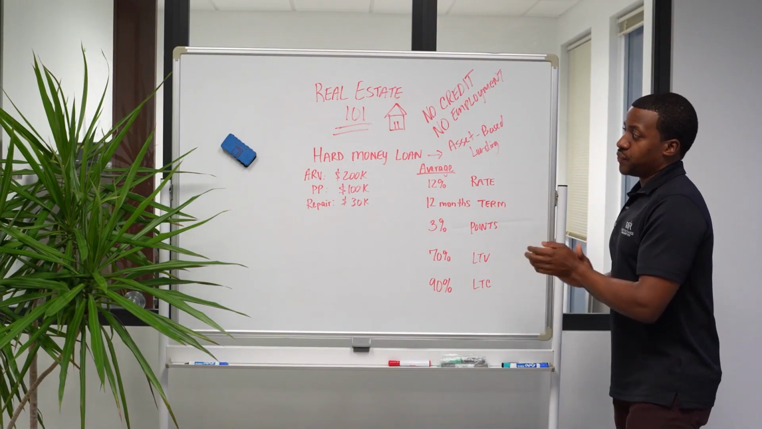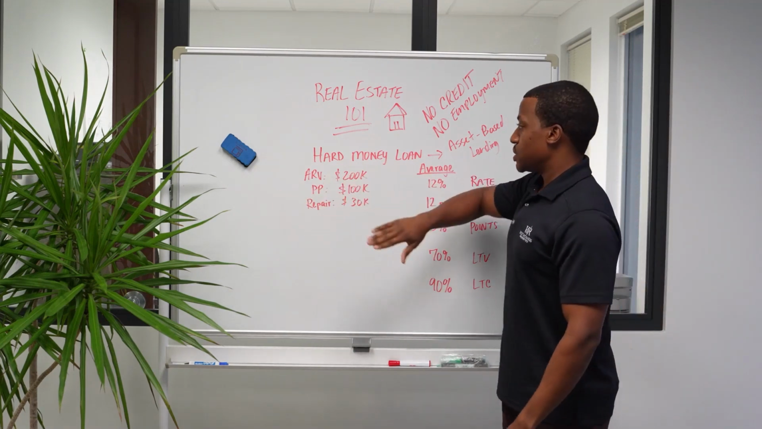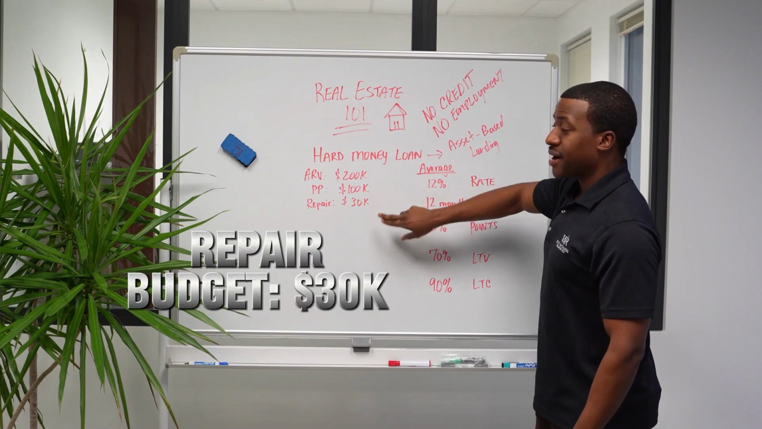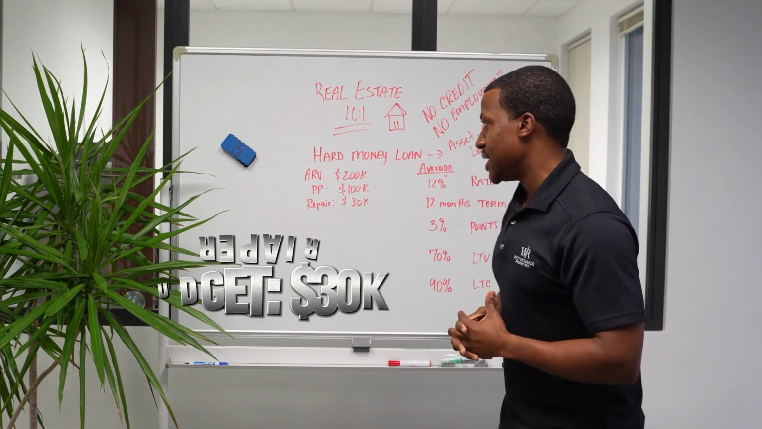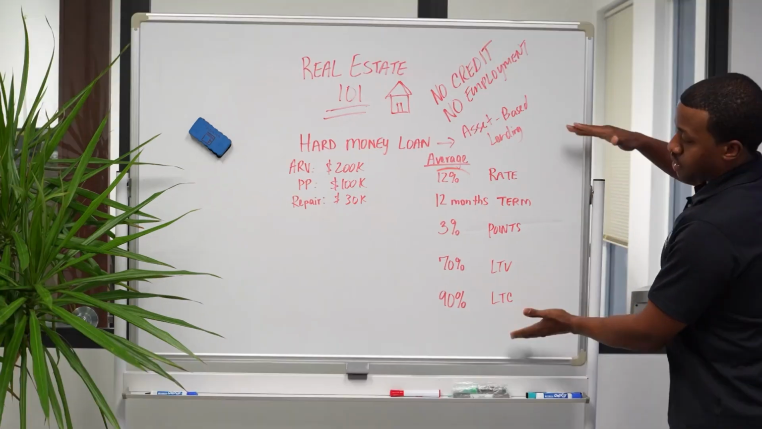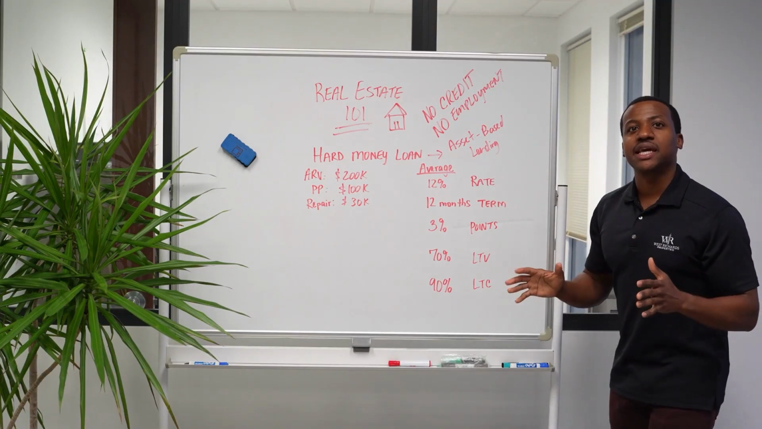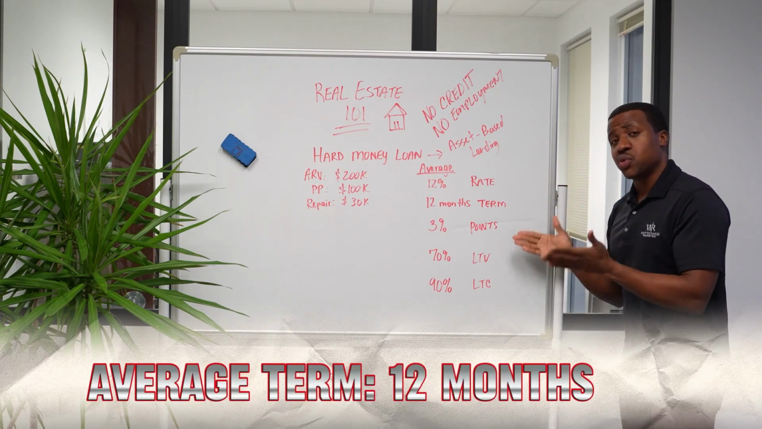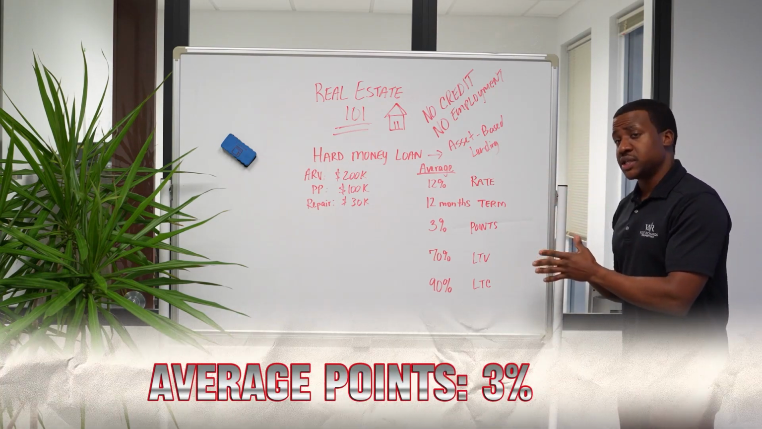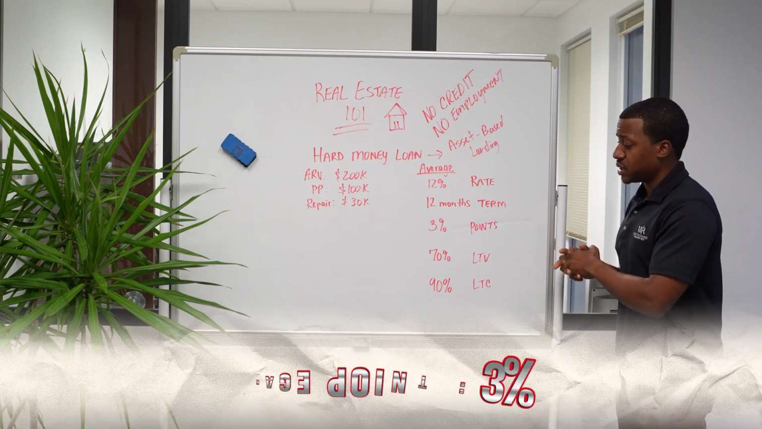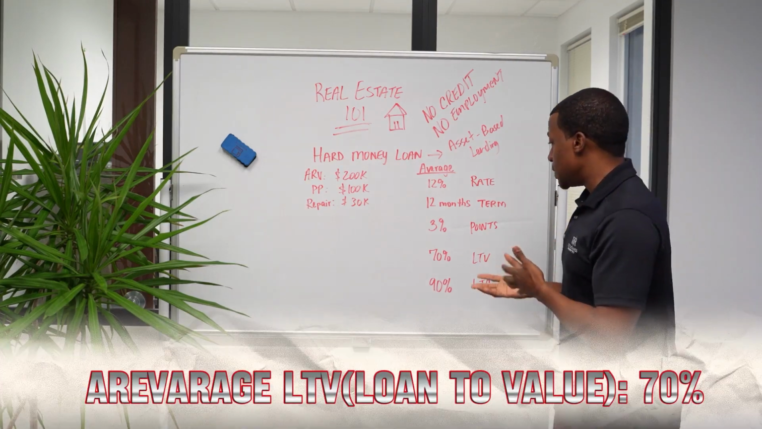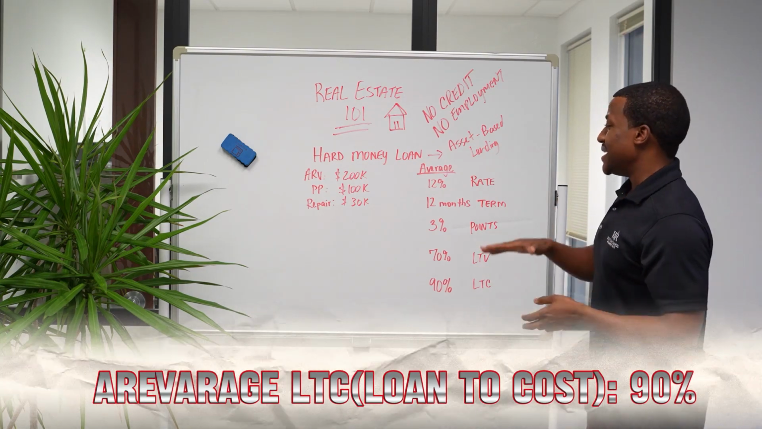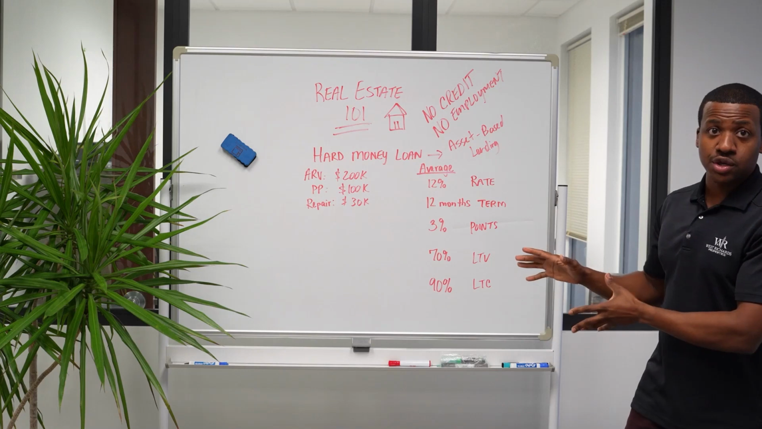So in this example, we're going to keep it really simple for you guys, okay? So we have an ARV of $200,000, a purchase price of $100,000, and a repair budget estimate of $30,000. Now, we're going to be using the average terms for a hard money loan in this example, just to keep it simple. So the average rate for hard money is 12%. The average term is 12 months. The average points, the origination fee you're going to pay up front, is 3%. The average LTV, loan to value, is 70%. And the average loan to cost, meaning your purchase price, is 90%. So these are the terms we're going to use in this example.